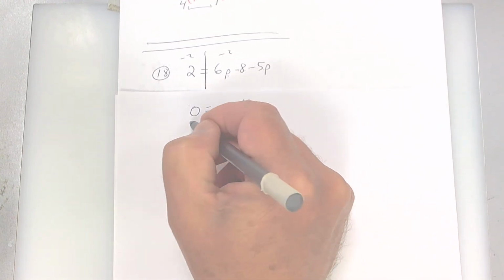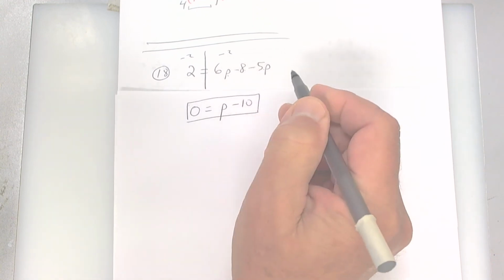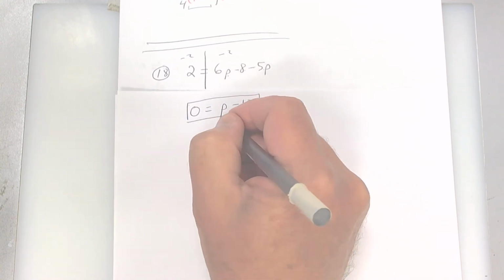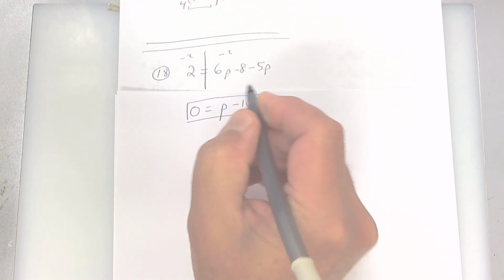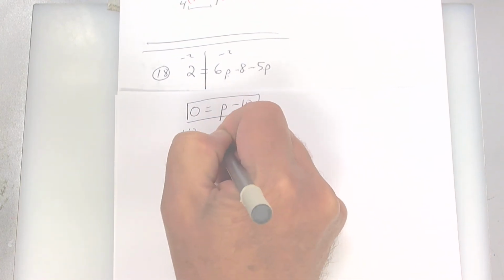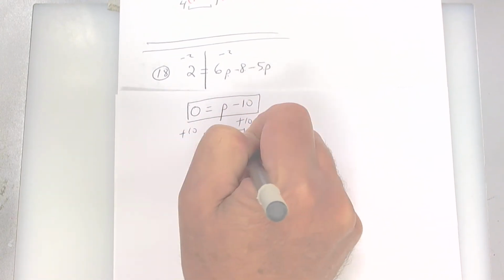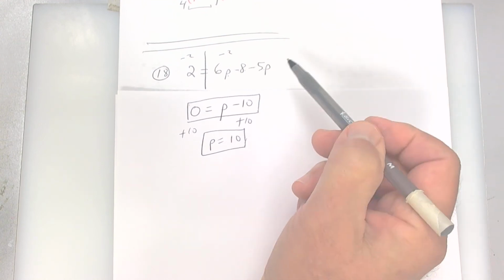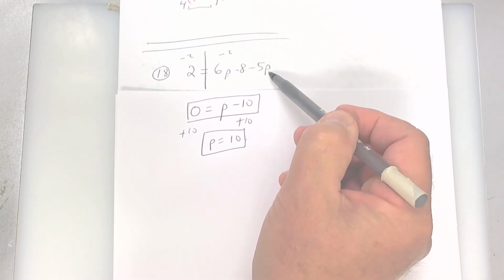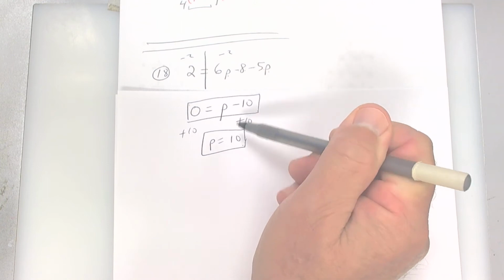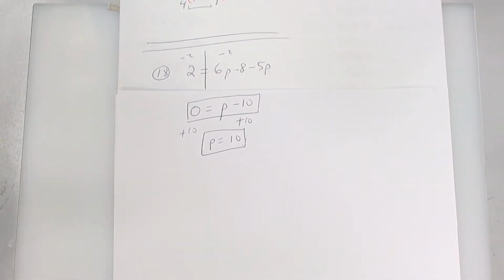All right, so this is what you get when you set it equal to 0. And so all you do now is solve this for p, and you've got your answer. You want to add 10 to both sides, so p is equal to 10. That is called a solution. Now, if this was a denominator, then 10 would not be a solution, okay? But this is not a denominator. All right, let's move on.